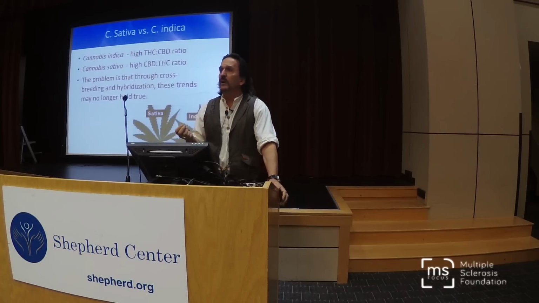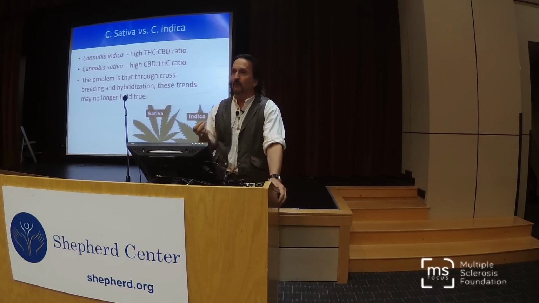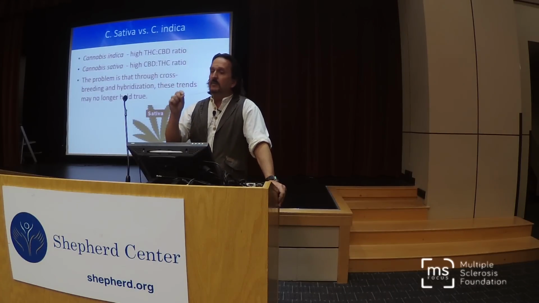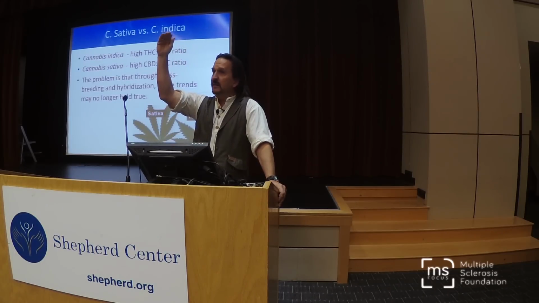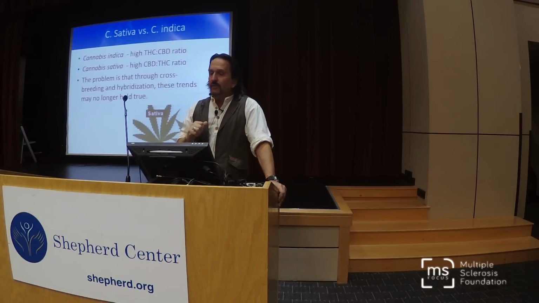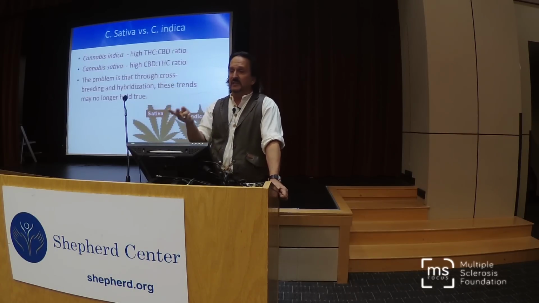For instance, if you went to some of the dispensaries in California, you can find cannabis sativa products that are very, very high in CBD and very, very low in the THC ratio, and you can find sativa products that are the exact opposite.